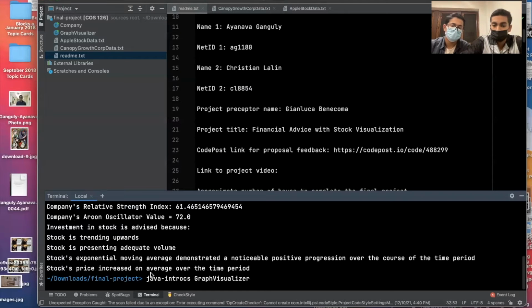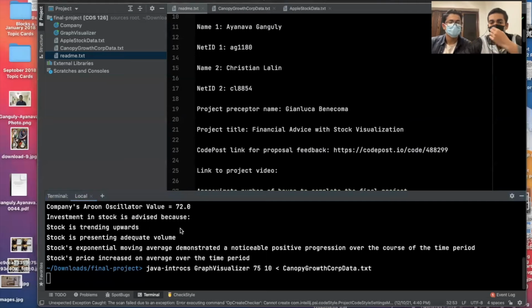Here we provided a command line argument for the number of days, as well as the time period for the moving averages. In this case, we'll say 10. And then we can read in a text file. This time we'll do Canopy Growth Corporation. And then we get this graph.